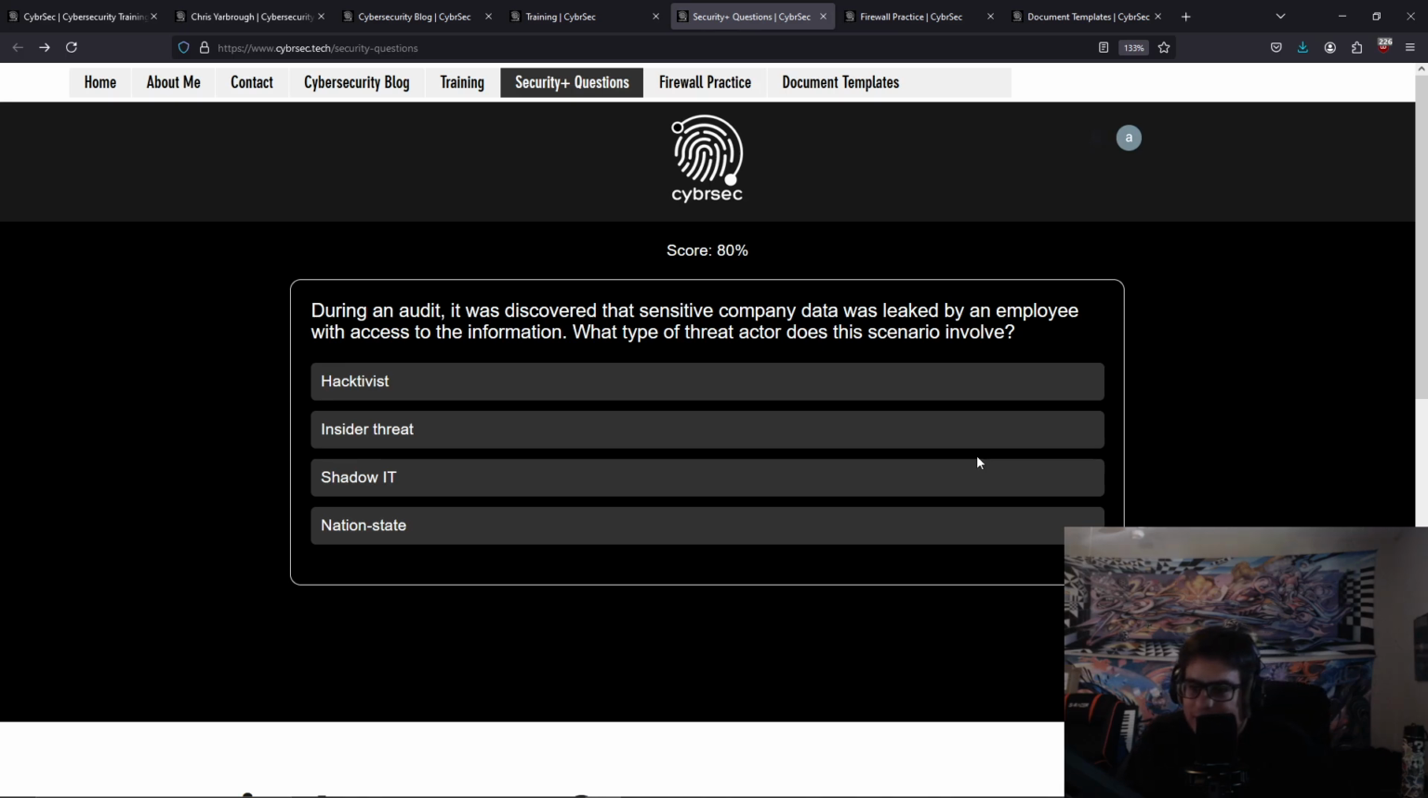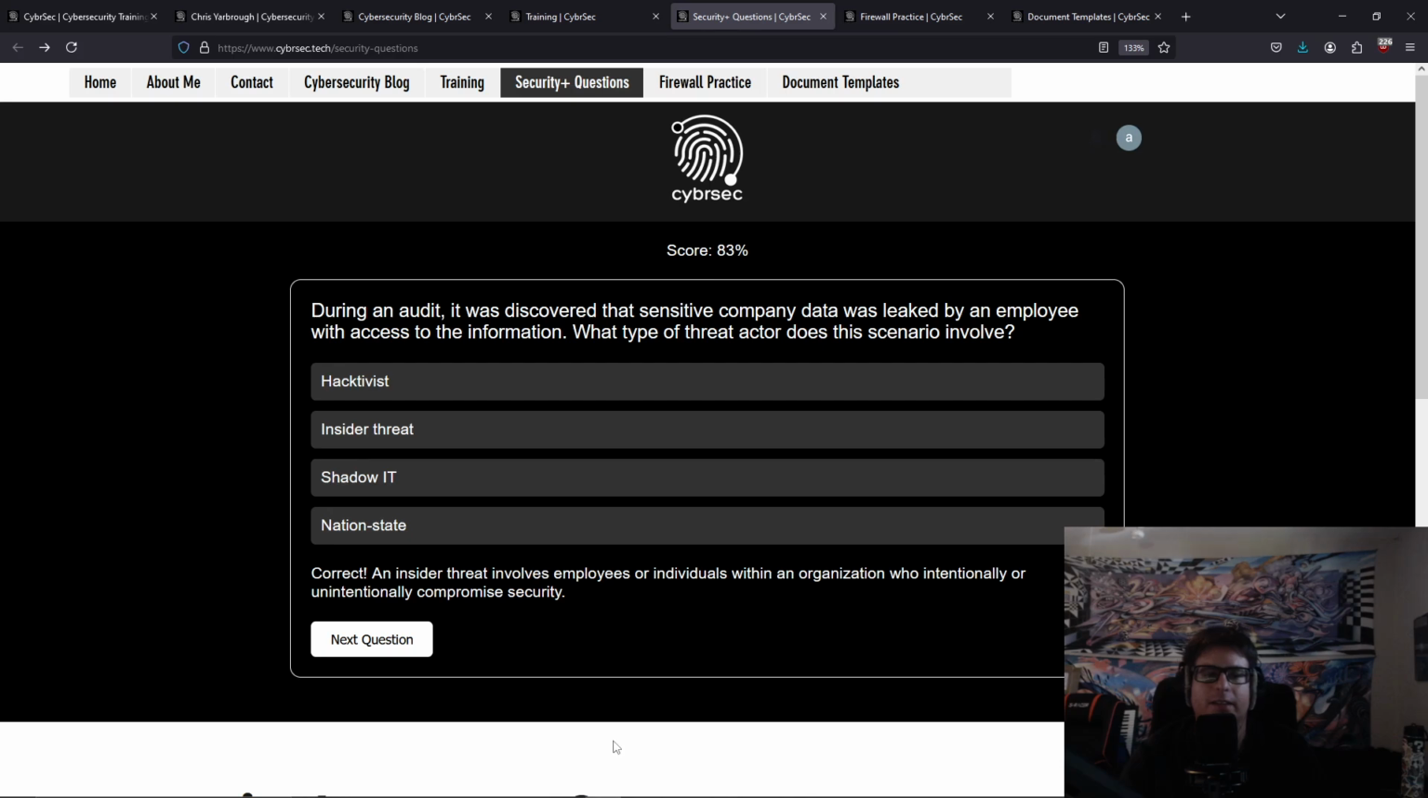During an audit, it was discovered that sensitive company data was leaked by an employee with access to the information. What type of threat actor does this scenario involve? An employee with access to information is going to be an insider threat. Correct. An insider threat involves employees or individuals within an organization who intentionally or unintentionally compromise security.